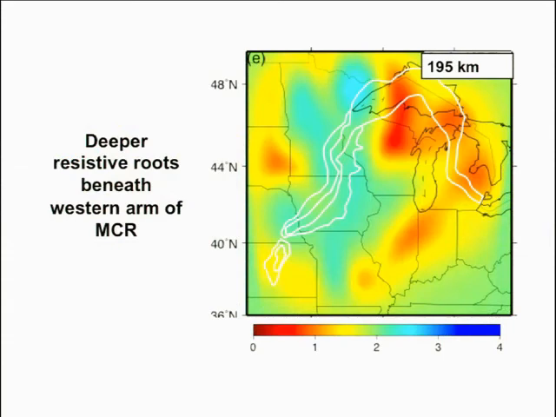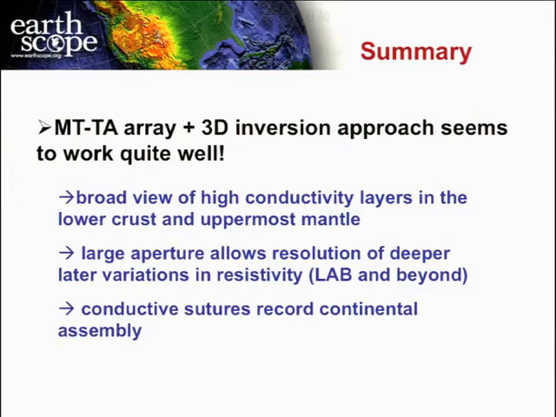This is just one last slide, except for a conclusion. So this is a deeper layer at 200 kilometers, and there's some evidence that it's more resistive beneath the western arm of the rift. So that could be thickened lithosphere or perhaps modified lithosphere due to depletion during the rifting event. So I think this TA array plus 3D inversion approach seems to work quite well.